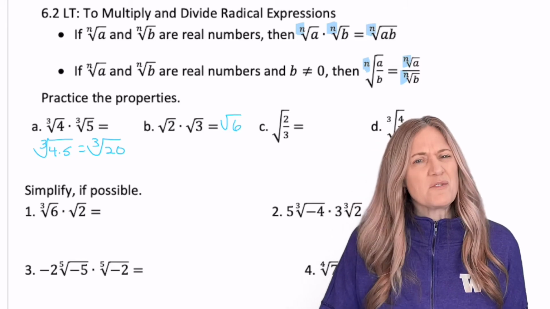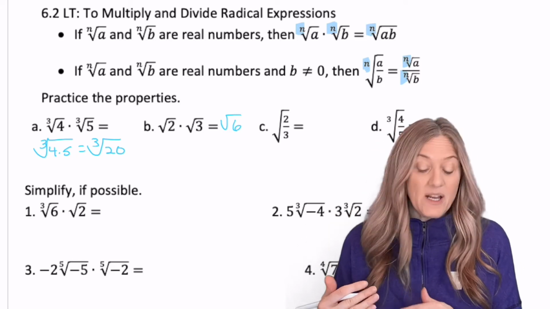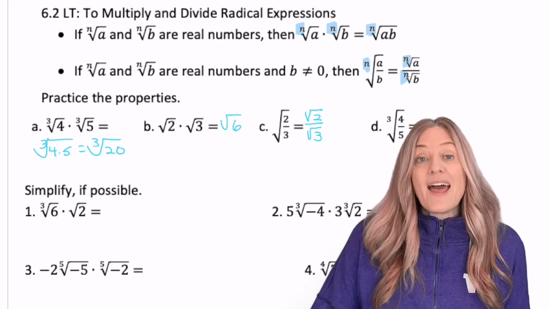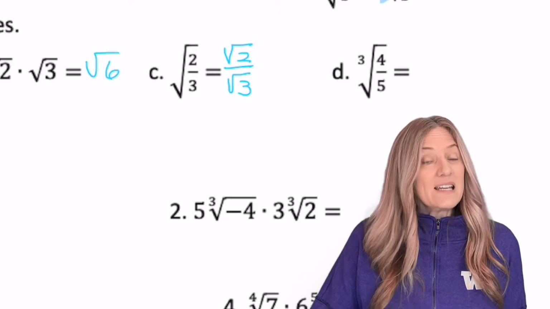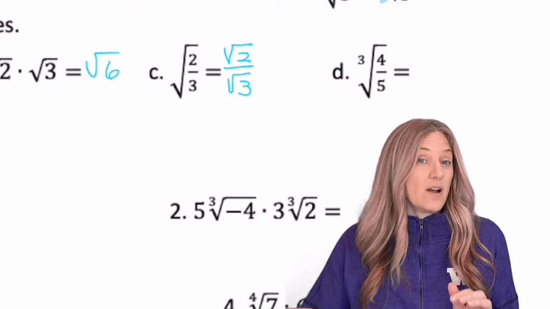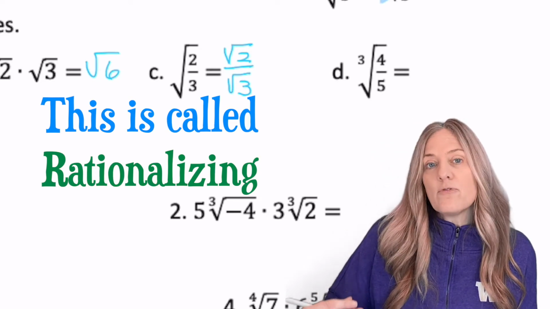Ooh, square root of 2/3. What can I do there? Well, I can separate the numerator from the denominator. And it looks like we're about done, except tradition is we don't leave radicals in our denominator. So I need to clear that denominator of the square root of 3. I multiply by a creative form of 1.